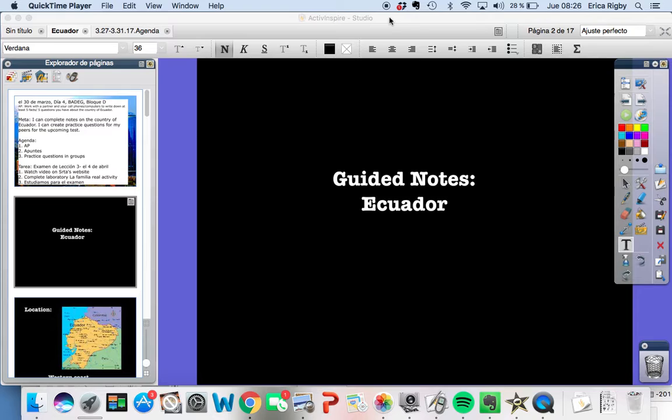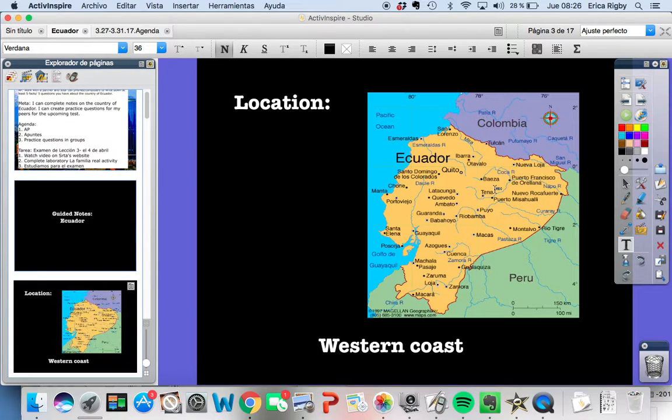And to begin, Ecuador is a country that is located in South America, right? It's a country that is on the western coast, okay? It's located on the western coast of South America. It is located below Colombia and above Peru, okay? It's right on the equator.